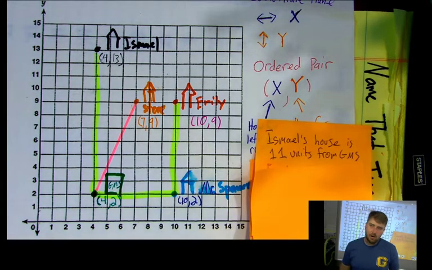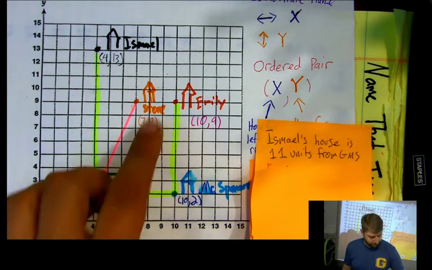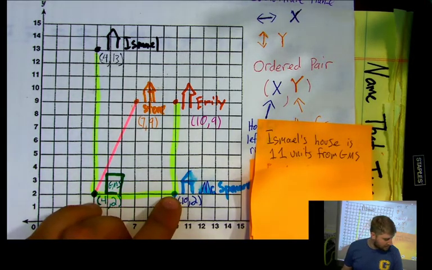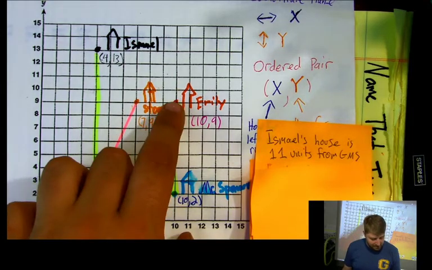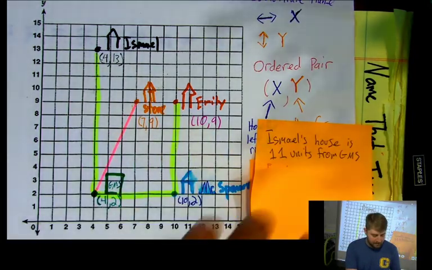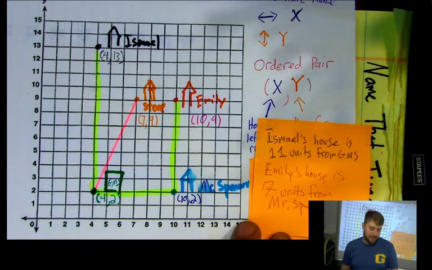Okay, now I want to ask us, how far is Mr. Spencer's house from Emily's house? I'm going to start at Mr. Spencer's house. I'm just going to count those intersections where the lines combine. 0, 1, 2, 3, 4, 5, 6, 7. There are 7 lines between Mr. Spencer's house and Emily's house. So we would say Emily's house is 7 units from Mr. Spencer's house. All right.